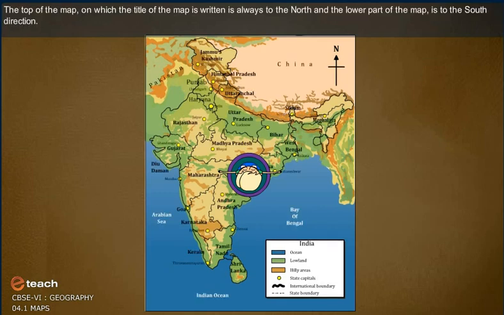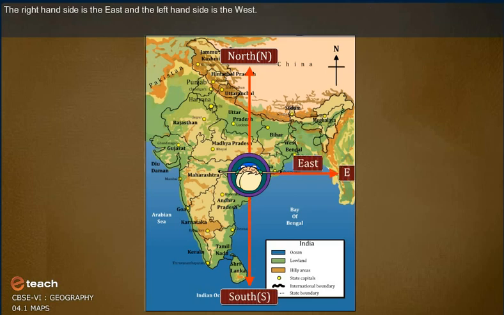The top of the map on which the title of the map is written is always to the north, and the lower part of the map is to the south direction. The right-hand side is the east and the left-hand side is the west on the ground.